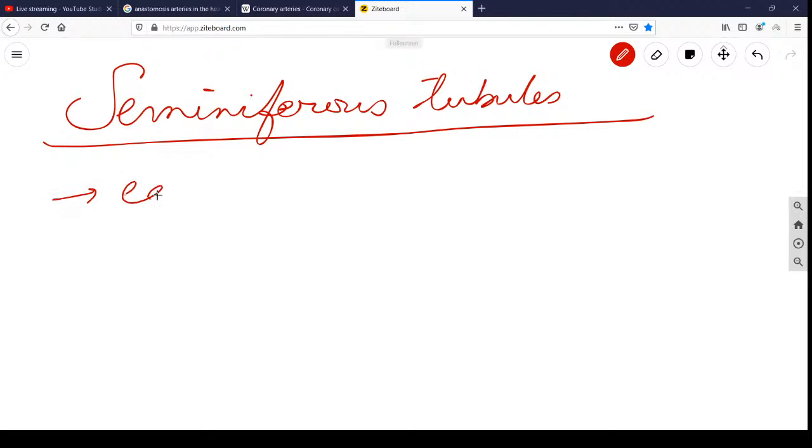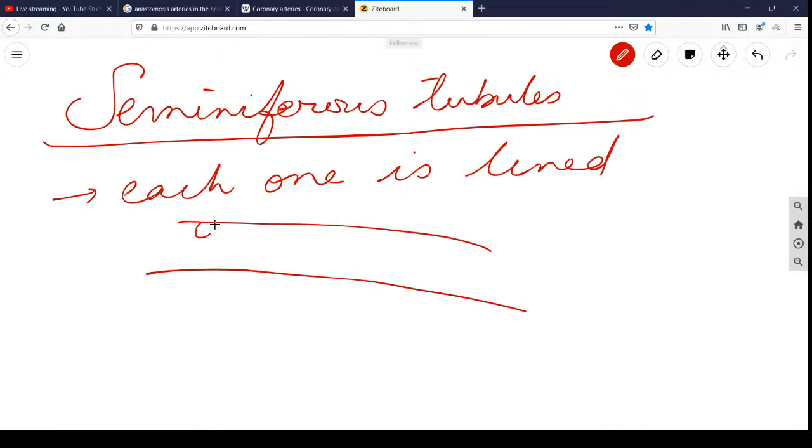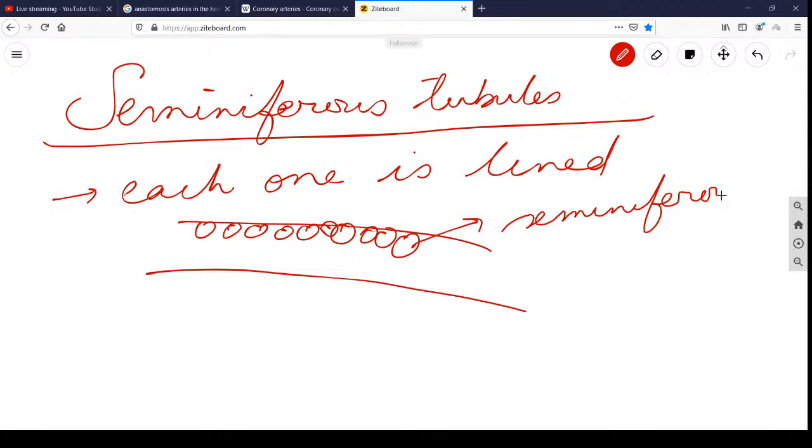Now each seminiferous tubule is lined on its inside by the seminiferous epithelium. The inside of the tubule will have the epithelium cells, which are the same as endothelial cells. So these are the seminiferous epithelium.